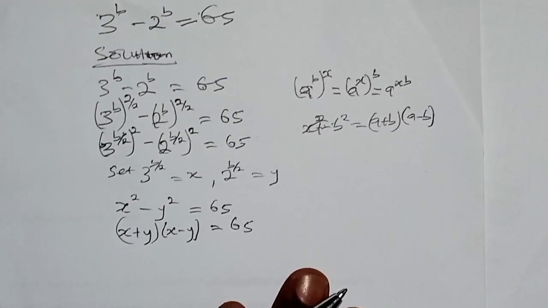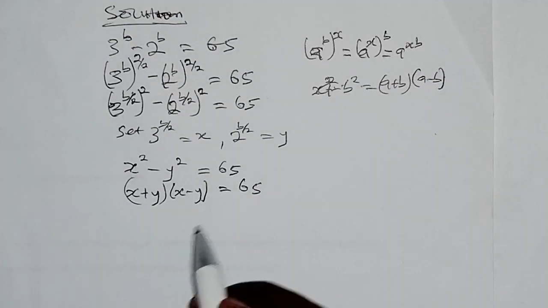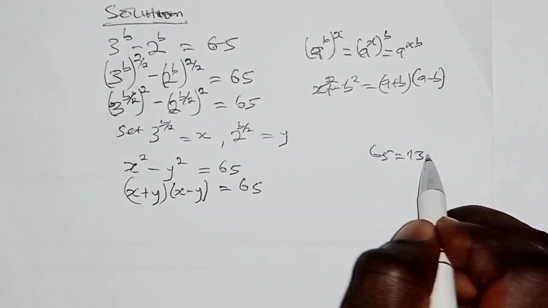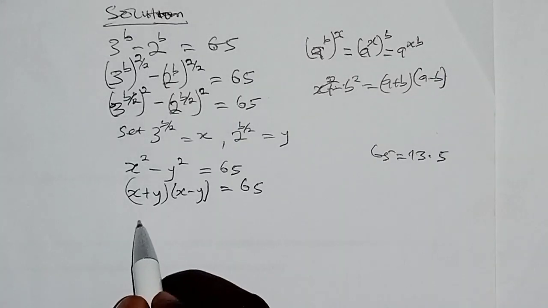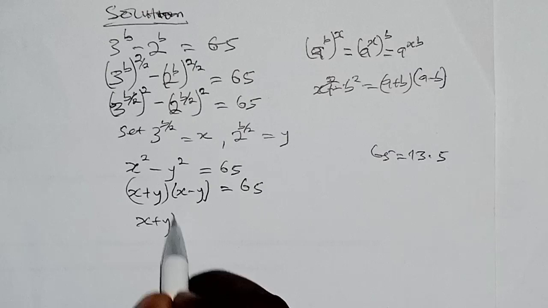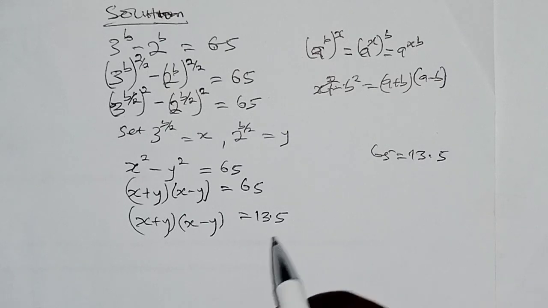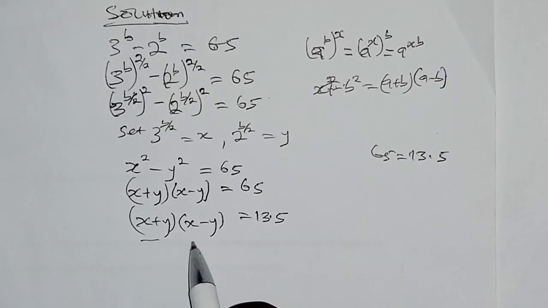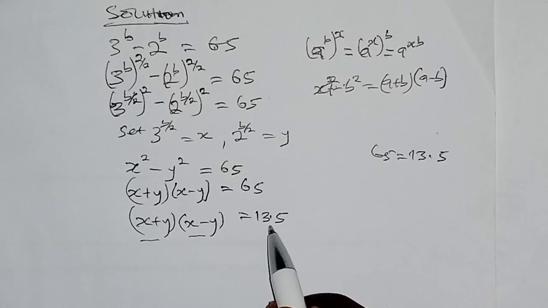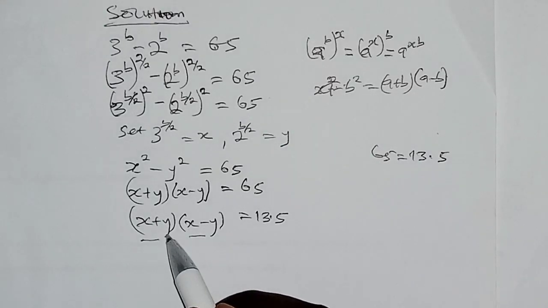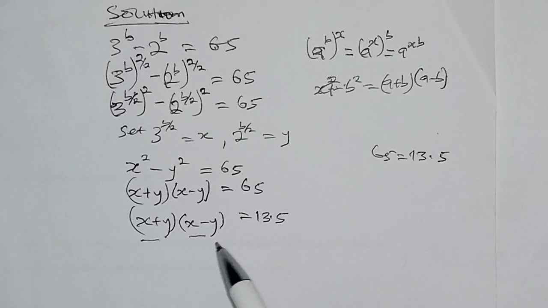Now I want to work on the right hand side, and I want to express 65 as the product of 13 times 5. So doing that, I will have x plus y, x minus y is equal to 13 times 5. We are saying that the product of these two elements will give us 13 times 5. So which of these will give 13 times 5? Well, we know that x plus y will always be bigger than x minus y, since x and y are both positive.